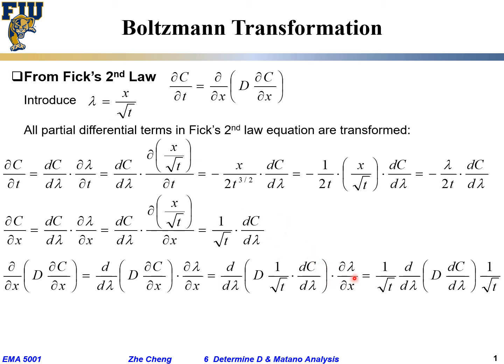So when we do partial of lambda with partial of x, we assume what is constant? Square root of t is constant, right? So do you see this last term will just give us 1 over square root of t? The last term, the partial differential of lambda with respect to x, is just 1 over square root of t. Make sense? Okay?